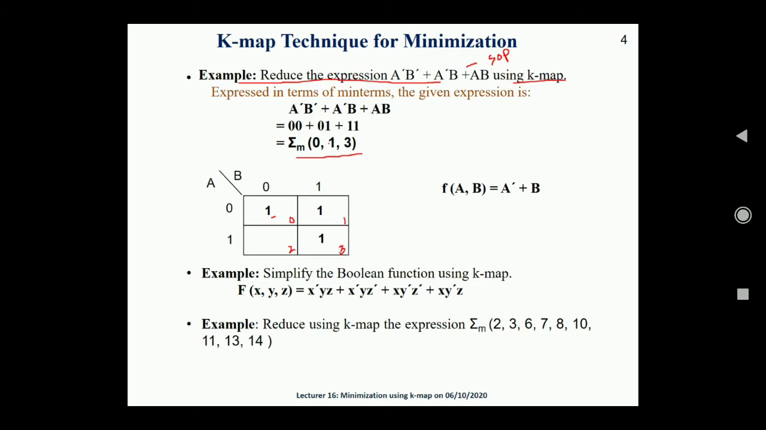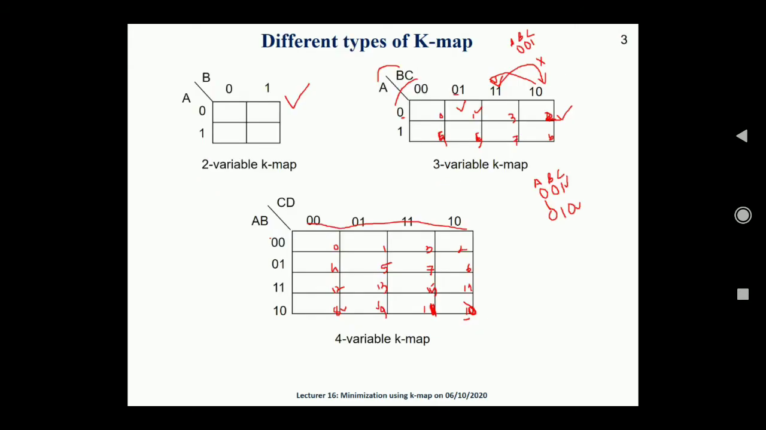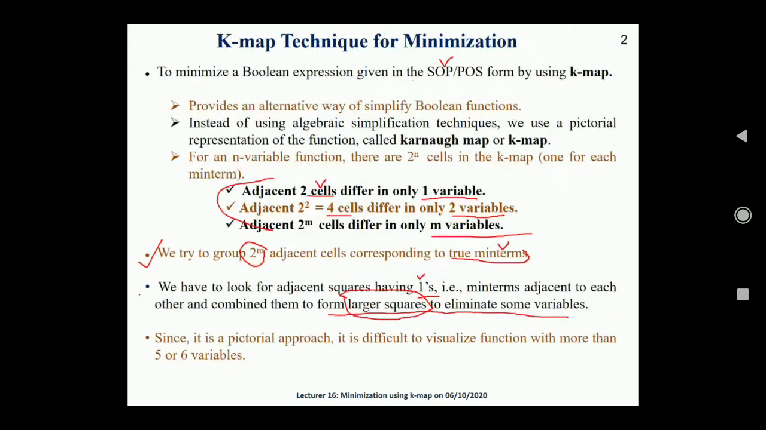Now, for 0, 1, 3, which ones are active? This one is active, this one is active, and this one. So here I am putting 1, here also 1, and here also. But min term 2 is not present, so I am not denoting it as a 1. Now we have to look for adjacent squares having ones, that is, min terms adjacent to each other, and combine them to form a group to eliminate some variables.